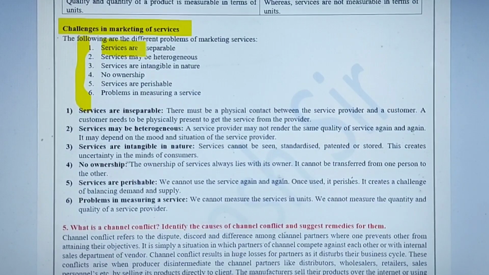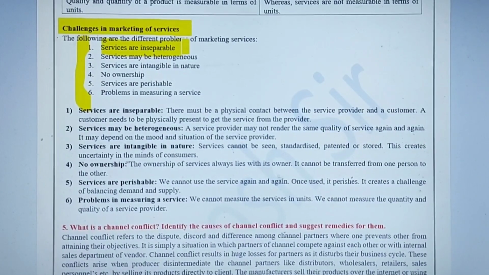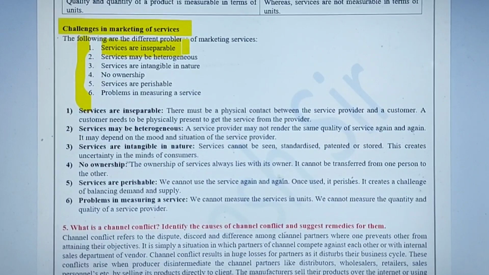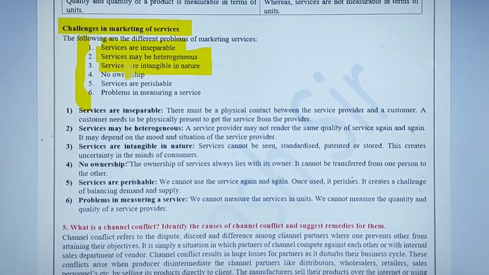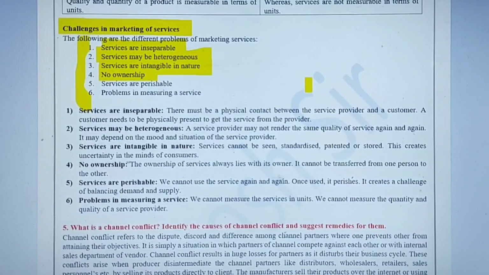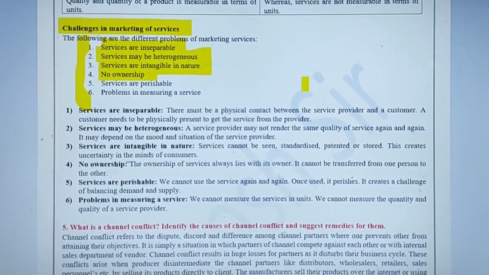The first one is that services are inseparable from the service holders. I mean, the service providers have to be present physically to provide the services. Secondly, services are heterogeneous. Different service providers of the same category may provide different quality of services. So that is one big problem there. The third one is services are intangible in nature, which I just explained. Fourth one, no ownership. You can't own the services as compared to a product. In a product, we can own the product after making the payment, but in services, it's not the case.